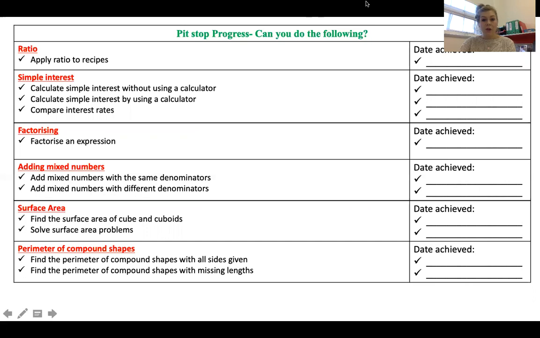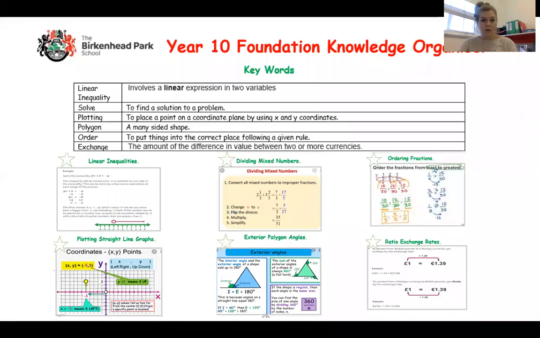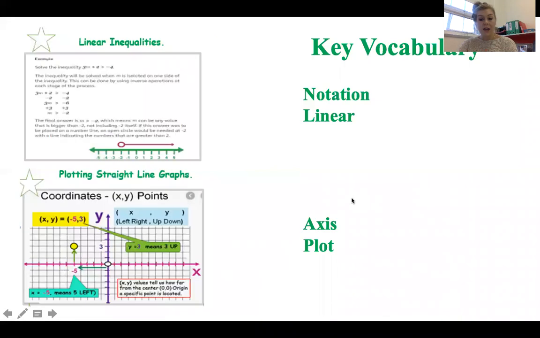So moving on to the next knowledge organiser within LP2. The next 6 topics that I've identified for you are linear inequalities, plotting straight line graphs, dividing mixed numbers, exterior polygon angles, ordering fractions, and exchange rates with ratio. So again, I'll just go over each of those individually, highlight some key terminology, and then we'll go through the skills that you need to master within each of those core concepts.